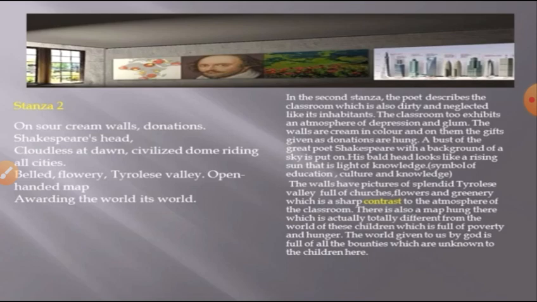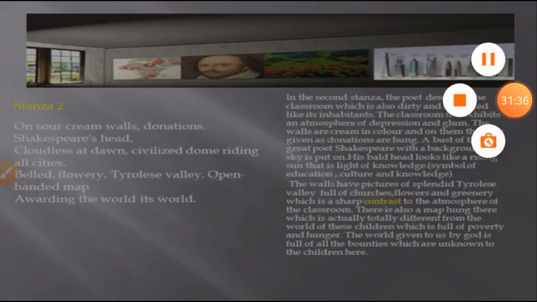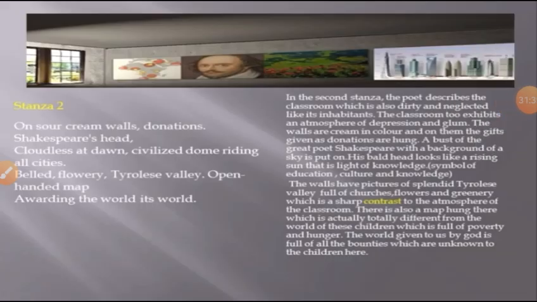Let's see another one. Cloudless at dawn, another portrait here. What is that one? Cloudless at dawn. This is a picture of a crystal clear sky in the morning. Dawn, morning. The sun is rising and its rays are spread in the crystal clear sky. What does it symbolize? This cloudless at dawn symbolizes hope. It symbolizes bounty and beauty of nature. And also it symbolizes happiness.